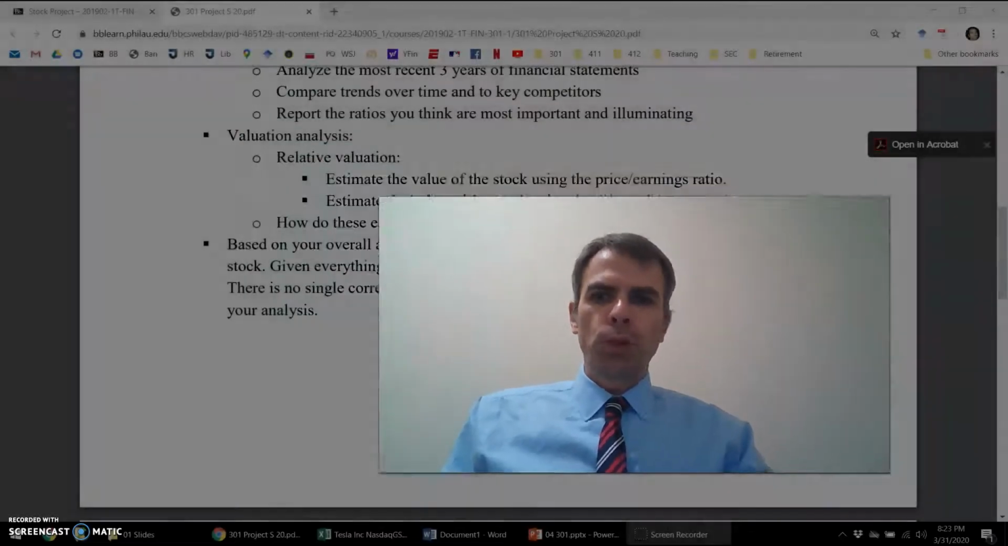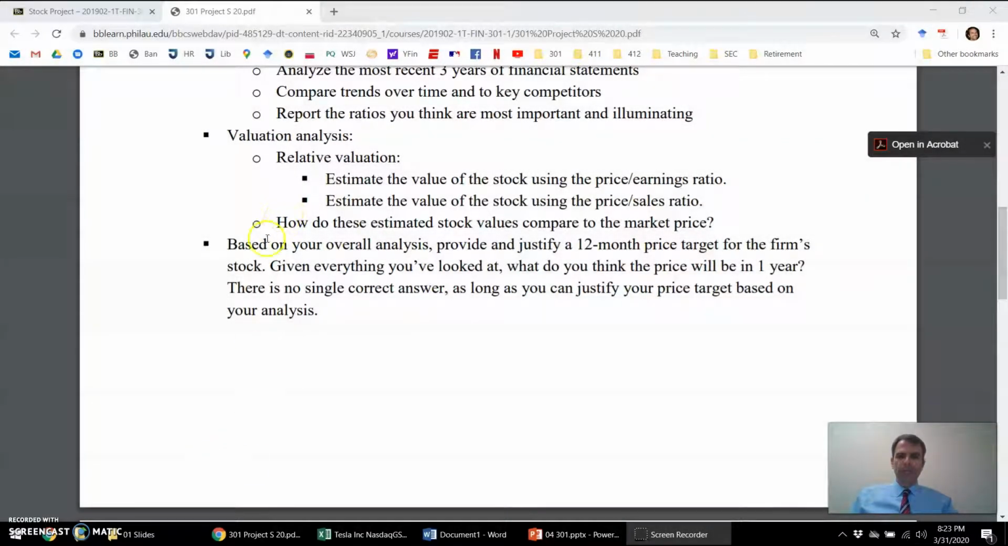In this one, we'll look at the price target section, this last paragraph. Based on all your analysis, provide a 12-month price target, right? So people sometimes ask, is there some sort of equation I use to plug numbers in to come up with the answer for this? And the answer is no, not really.